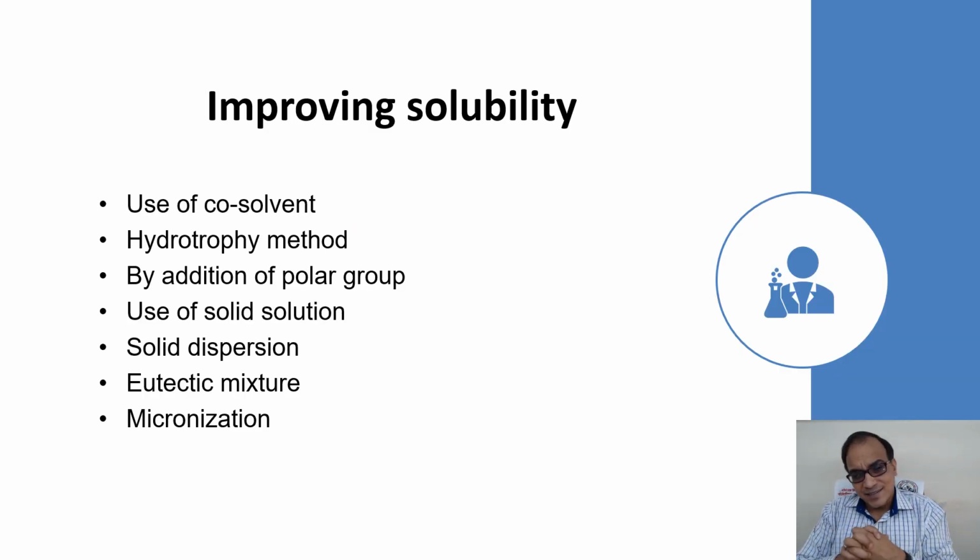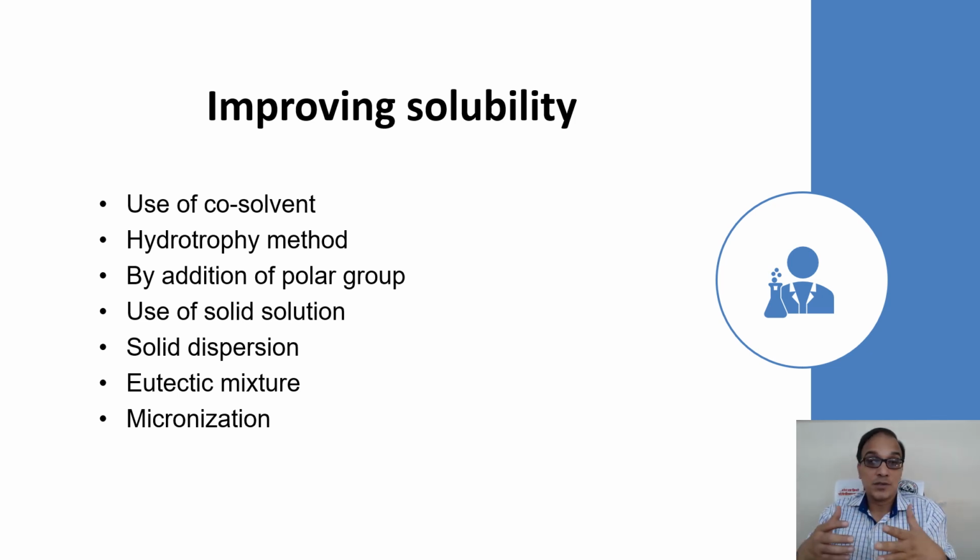Now let's discuss how we can improve or modulate the solubility. We can use co-solvents, which are desired in many cases, like ethanol or propanol. Hydrotropy methods can be used, which make the drug hydrotropic. By addition of a polar group, a prodrug can be prepared which will have improved solubility, or we can employ a solid solution.